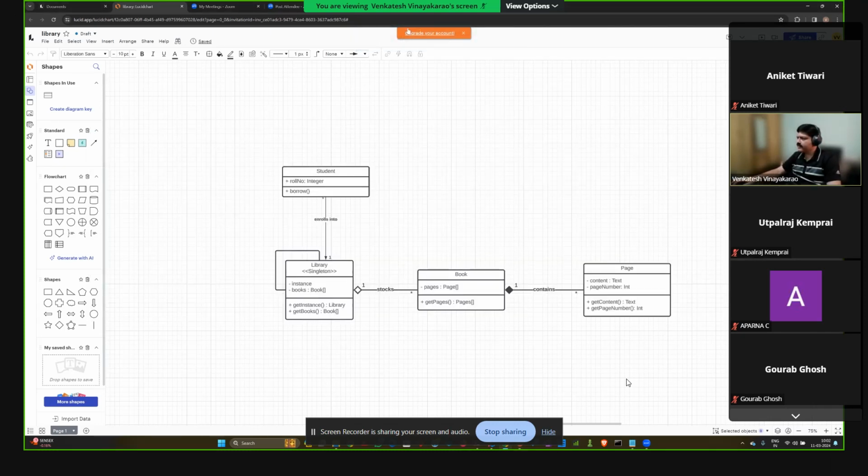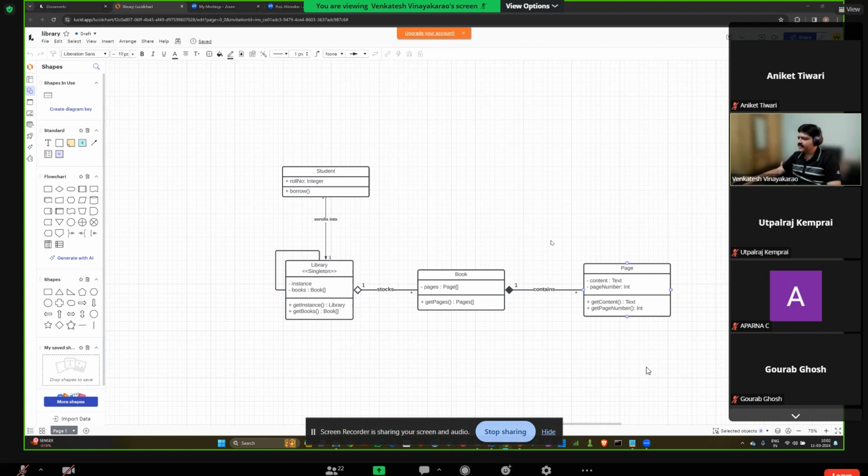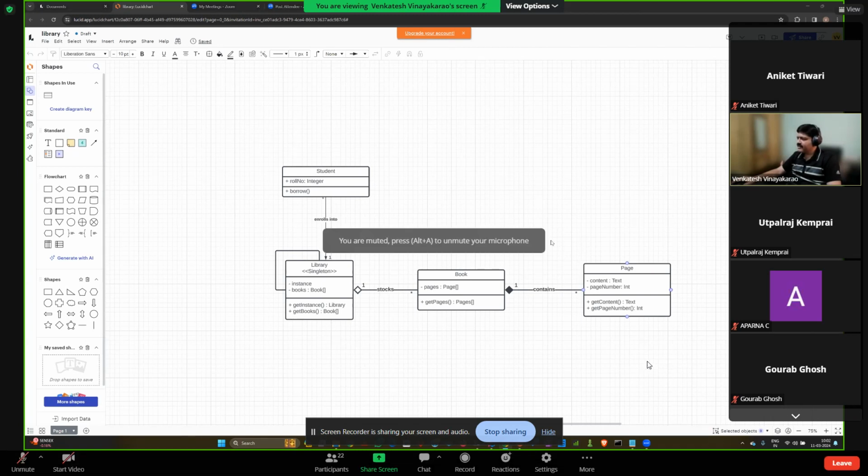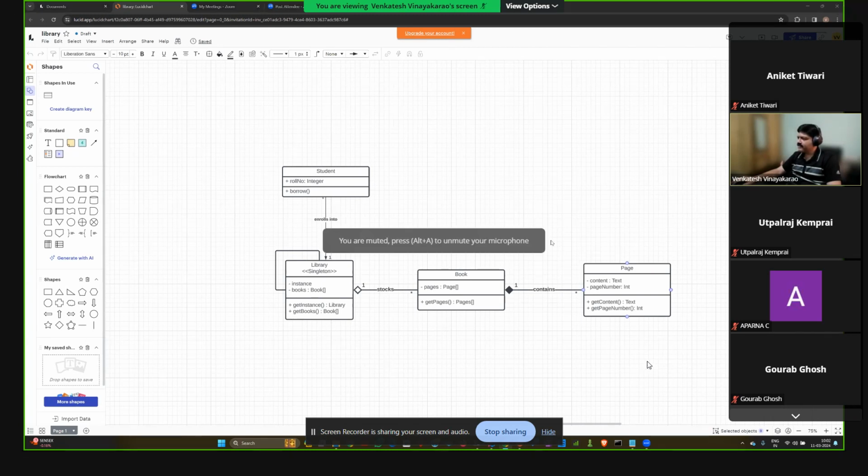Something on the chat. Composition, yes. Sayam Tenisa has said. And also Gaurav Kumar. True.